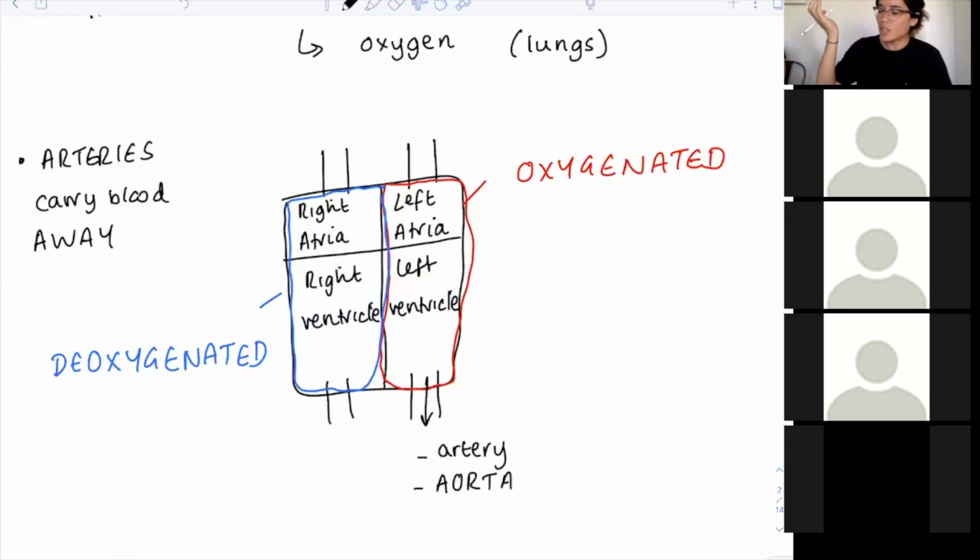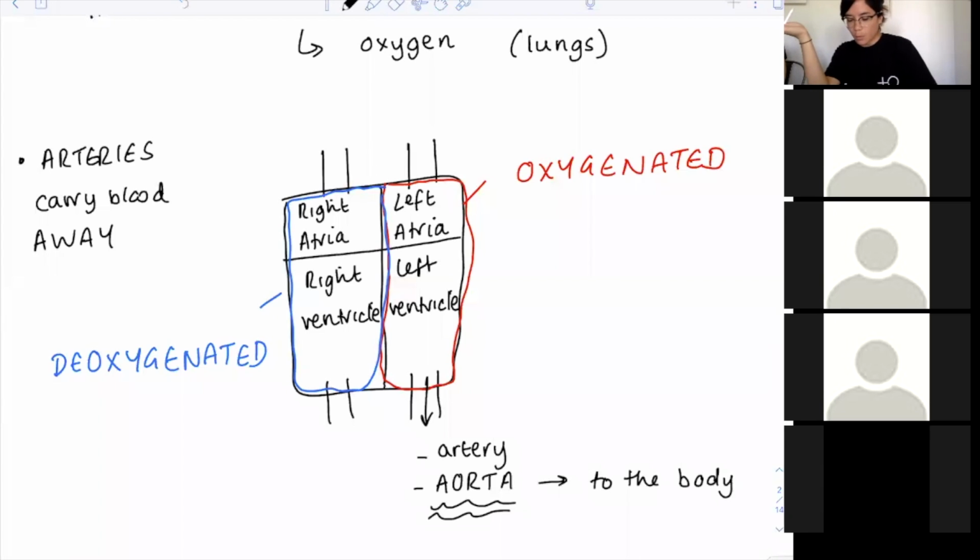So where does that oxygenated blood go? Well, it's going to go all around the body so that it can deliver that oxygen to the respiring cells. And that's why the aorta is such a huge vessel. It's hugely responsible for delivering oxygenated blood around the body.